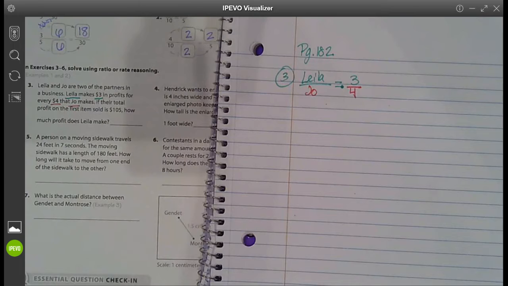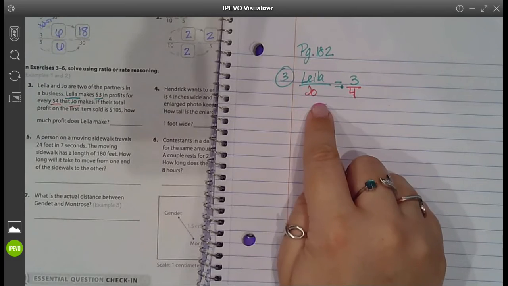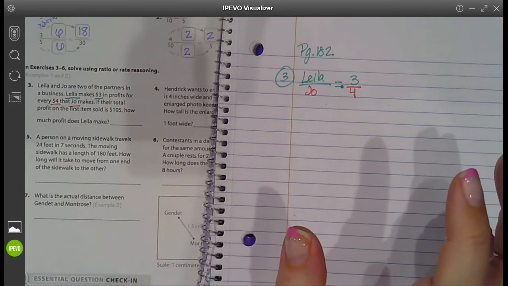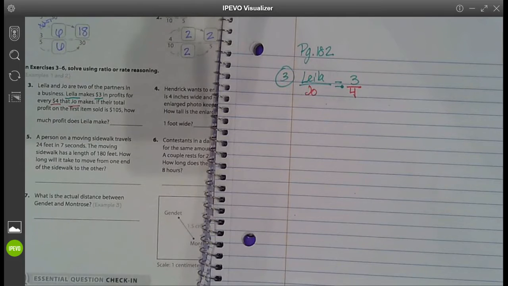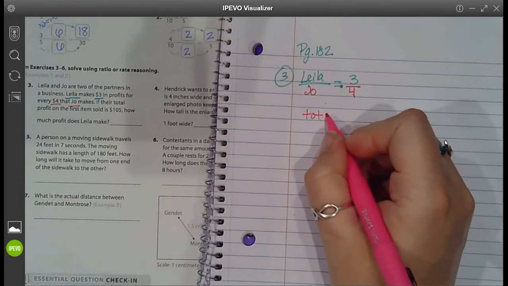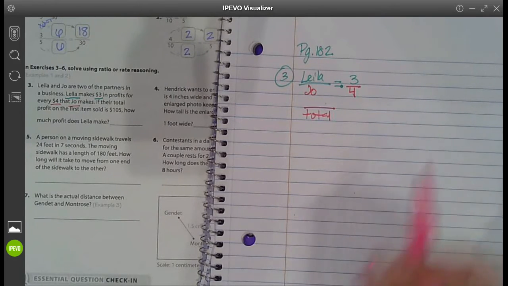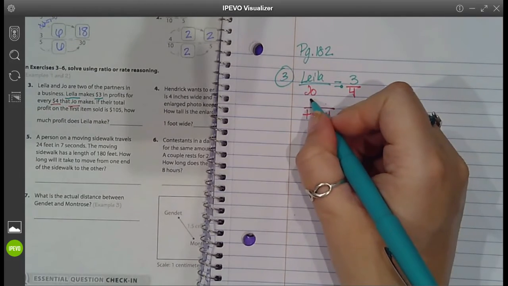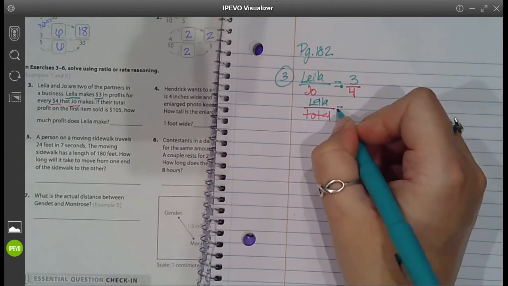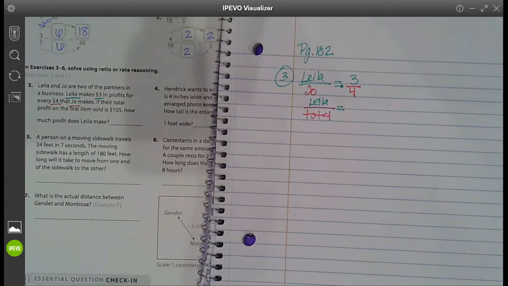The next sentence says, if their total profit on the first item sold is 105, how much profit does Layla make? And this is where it gets tricky, because initially you'd want to do Layla to Joe, right? But actually, they gave us the total. So I'm going to have to talk about the total. And the other thing they told me about the total is how much profit does Layla make. So I want to focus on Layla rather than focus on Joe. Now I want you to try to set up the two proportions before we go through it together. So go ahead and give it a try.